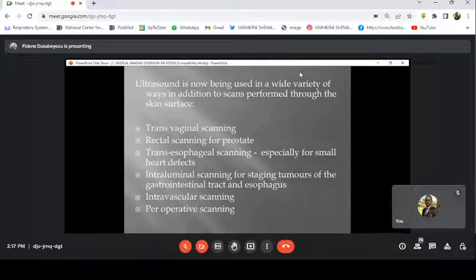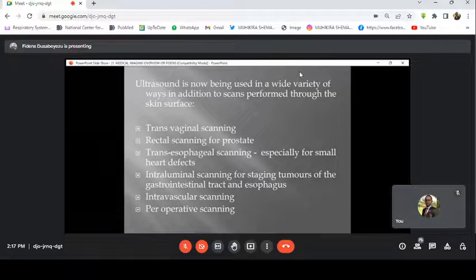You can even do intraluminal scanning for staging tumors of the gastrointestinal tract or esophagus, so that the interface of the probe can be near the tumor. You can even use intravascular scanning, but we don't have those probes here in Rwanda. Even operative scanning, where you use ultrasound when you're operating in the abdomen, to guide the surgeon where he wants to operate. So those are different ways I can use ultrasound.